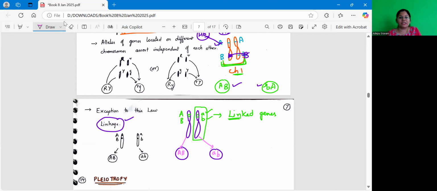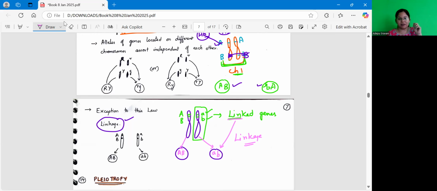Clear? So this process of transfer or inheritance of linked genes into the gametes, we call it as linkage. See, this process is very easy, but I don't know why students feel it difficult. First, you have to understand what you mean by linked genes. What do you mean by linked genes? The genes which are very close to each other are called linked genes. In this example, A and B are very close to each other.